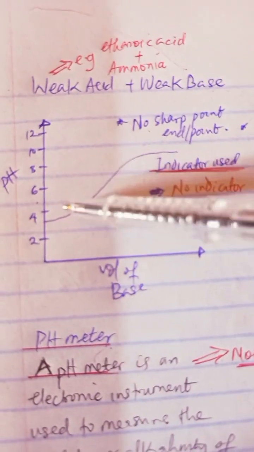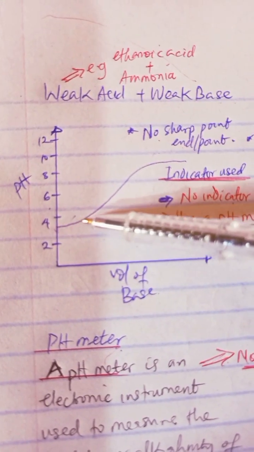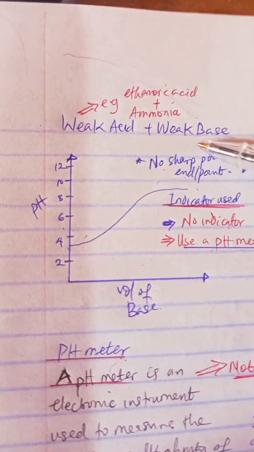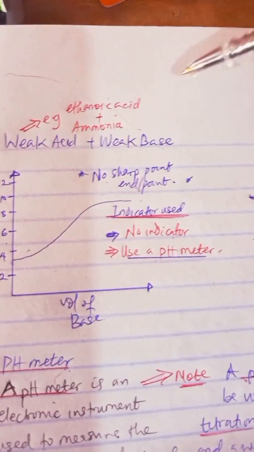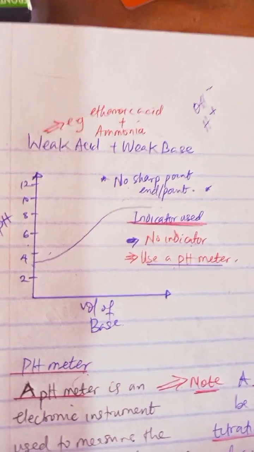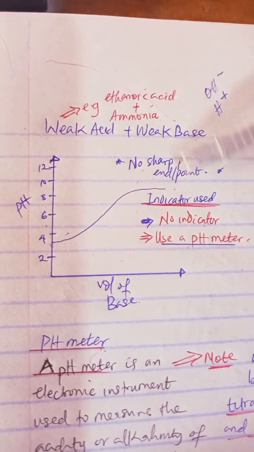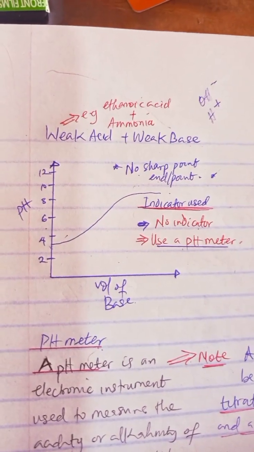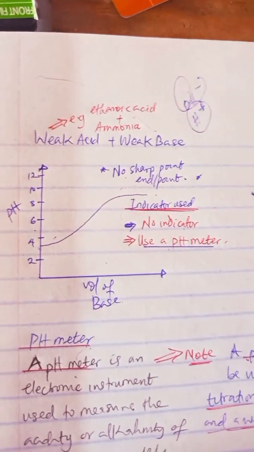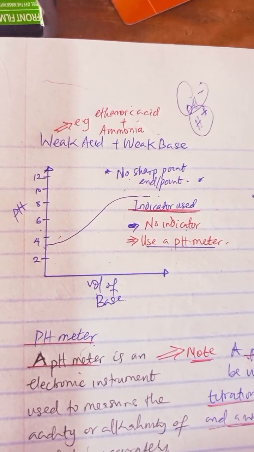But here it's just gradual, the pH is just going gradually. There's no sudden change because the acid and base are both weak. So the number of OH minus ions, which are the hydroxide ions, and the H plus ions are not much. You understand? So the solution is weak. The concentration of OH minus and H plus is very, very low. So they do not dissociate completely.